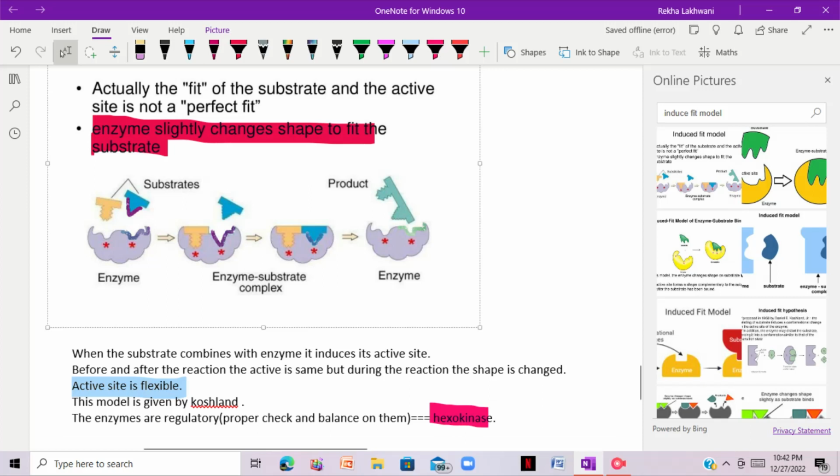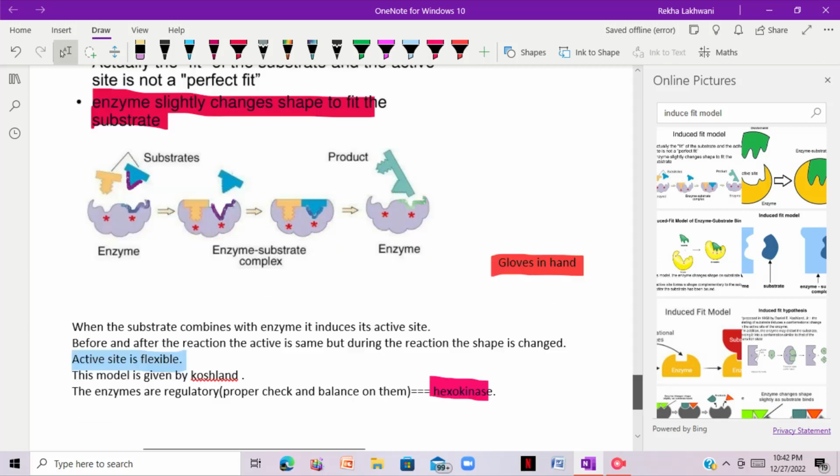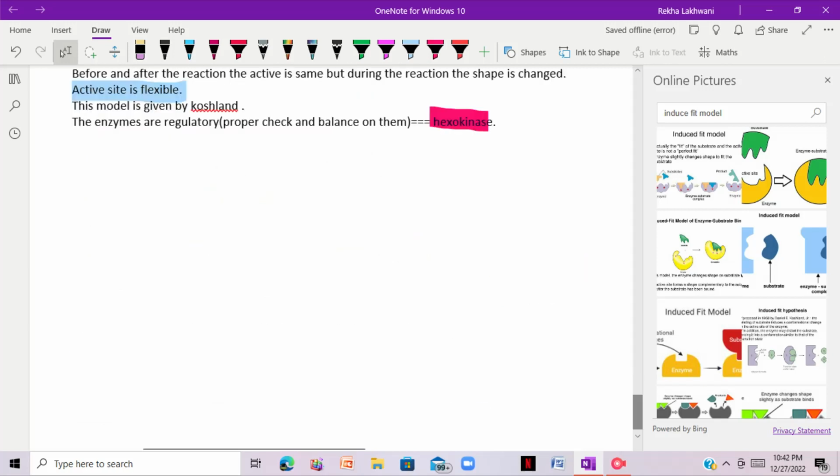Before moving ahead, there is one concept of the active site that you must understand. There are two parts of the active site, right? Number one is known as the binding site, and number two is known as the catalytic site.